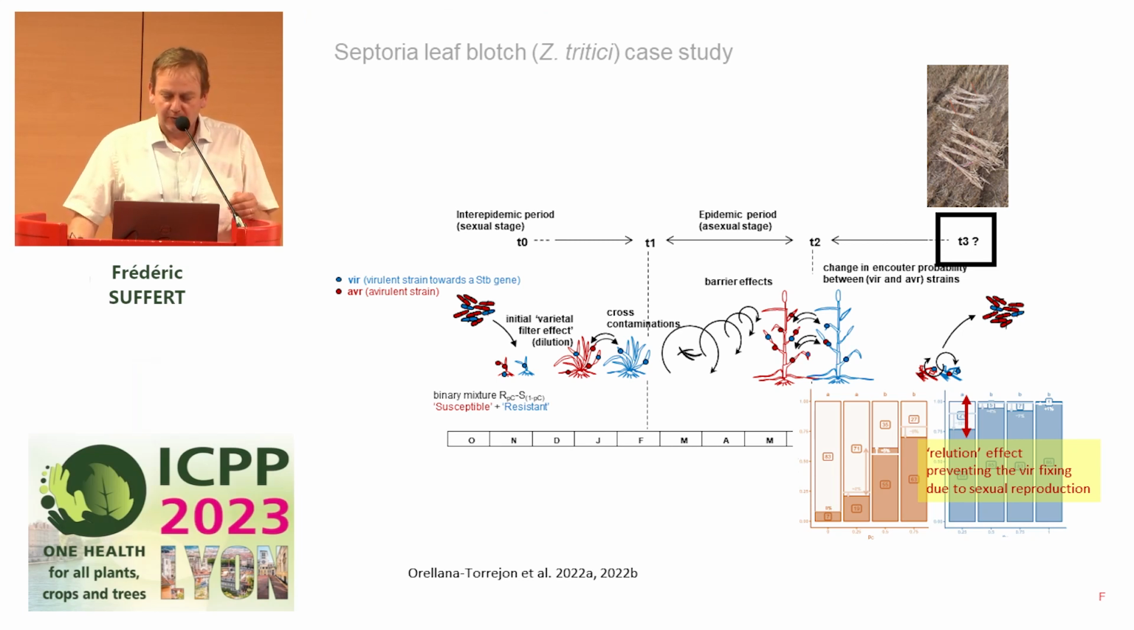That's quite a new result, and for that reason we focused on the biological mechanism. You can see on this bar that there is a decrease on the cultivars carrying the resistant gene, a decrease of the frequency of the virulent strain, what we call a dilution effect, and it can be analyzed as a kind of preventing the virulence fixing due to sexual reproduction. It's our biological hypothesis that sexual reproduction plays a role and has a strong impact in the mixtures.